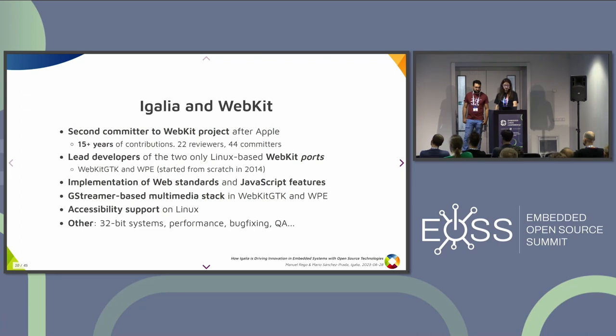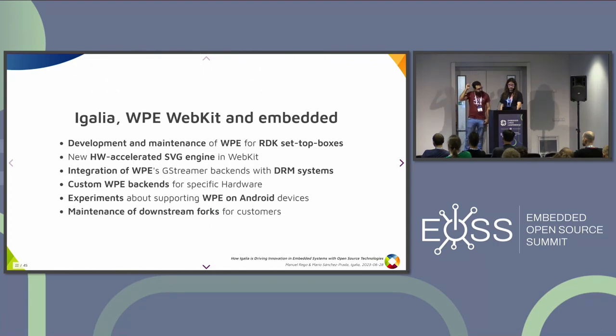So besides that, we also do work at a higher level on the implementation of web standards, JavaScript features. We also do a lot of work, in particular, on the GStreamer-based stack of WPE to integrate with different requirements of media pipelines in the two ports. We also implemented the accessibility support on Linux from scratch on WebKit. And then we did a lot of things like support for 32-bit systems that is important for older devices, performance improvement, bug fixing, and so on.